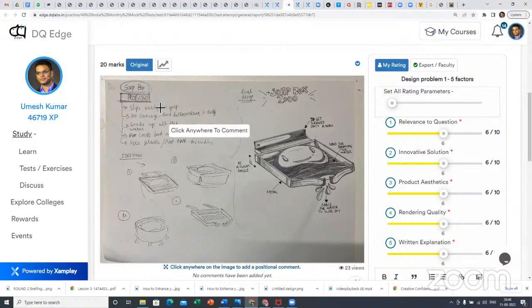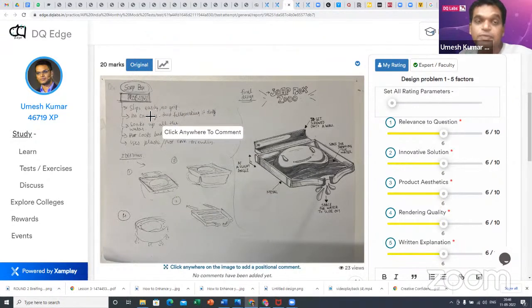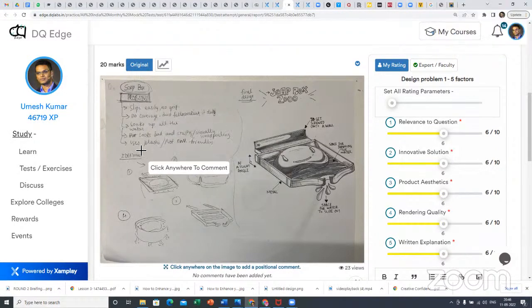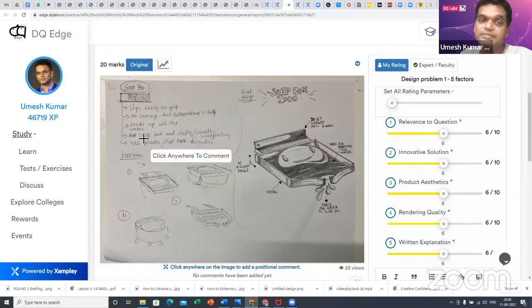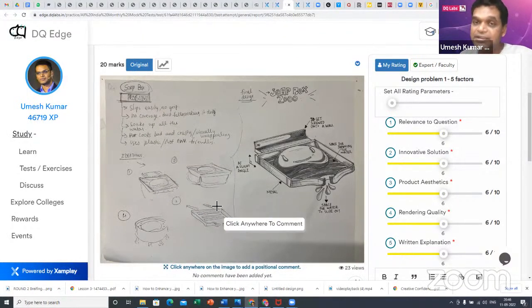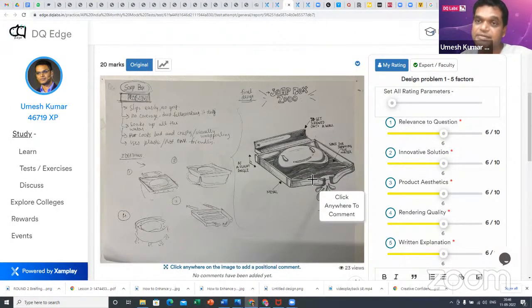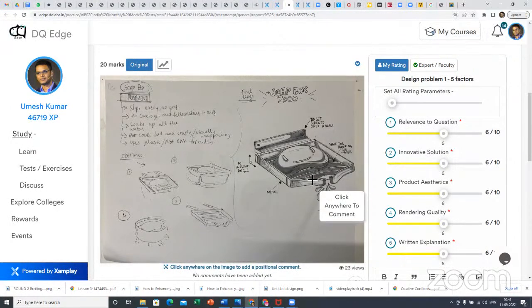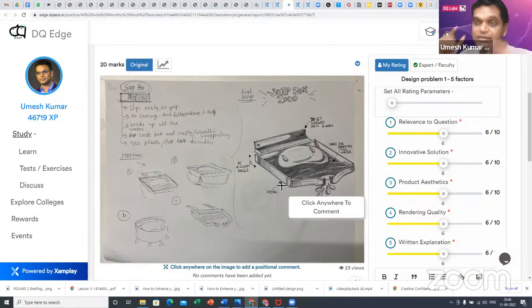The one sheet that you're uploading here should have everything neatly done, right from the listing of the problems, clearly drawn ideations, and your final rendering. So that means it requires a little bit of planning. Even before you start putting everything on paper, you have to do a little bit of ideation, draw it on a rough sheet, plan out what you're doing, and then go to the main sheet and execute it.